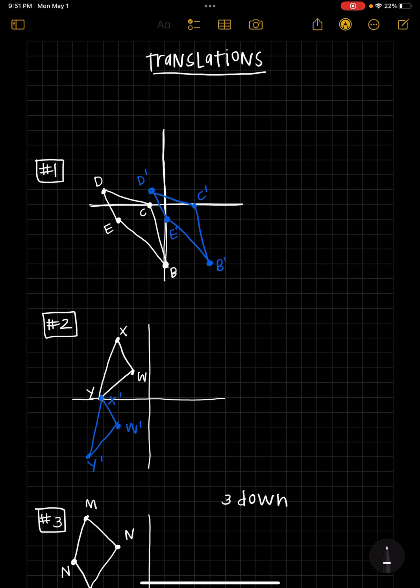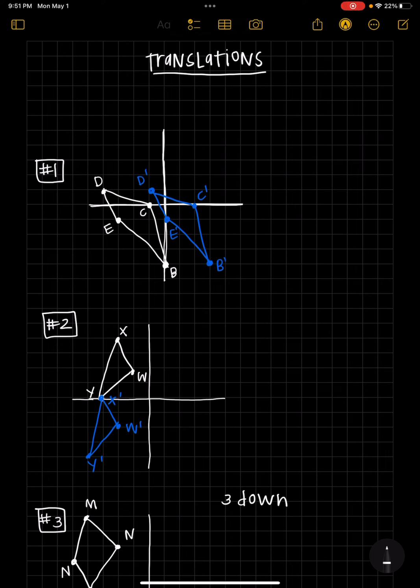So let's get started. For example number 1, we have this kite-looking shape, and the goal is to get from the white shape to the blue shape. Or the other way to think about it is to go from the regular points to the points that have an apostrophe next to them. So like from D to D prime, E to E prime, B to B prime, and C to C prime. And these are really simple because all we have to do is figure out how I moved. Even though it's an entire shape, if one point moves that way, then the entire shape moves that way. So we need to just look at one specific point and figure out what happens to that point.